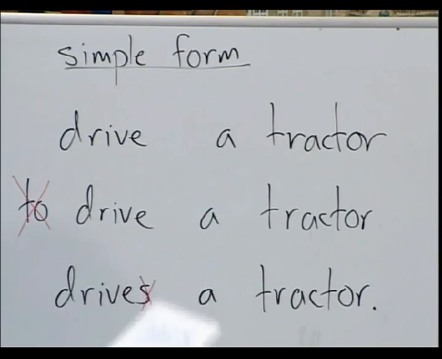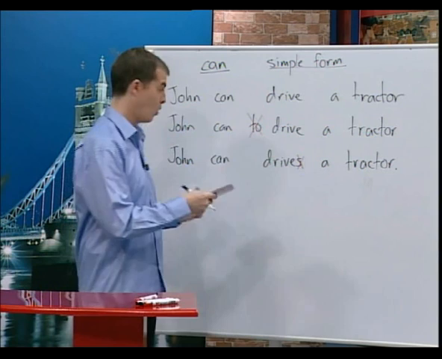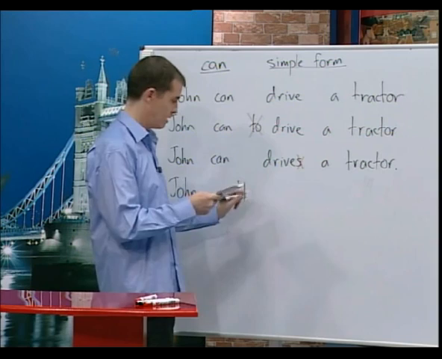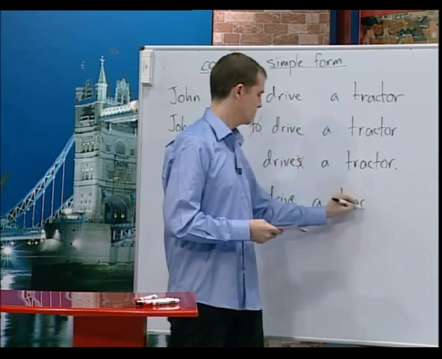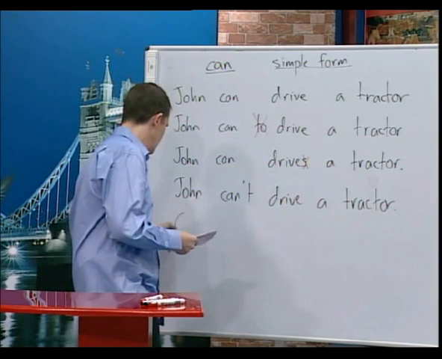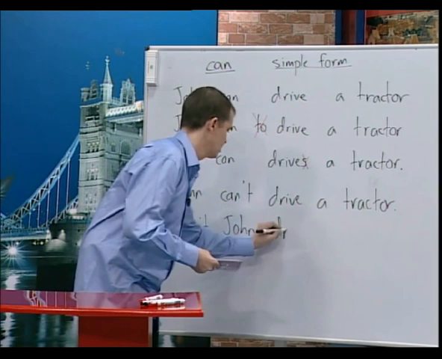And the negative of can is can't or cannot. John can't drive a tractor. If we make a question out of this, we simply put can or can't at the beginning of the sentence. Can't John drive a tractor?